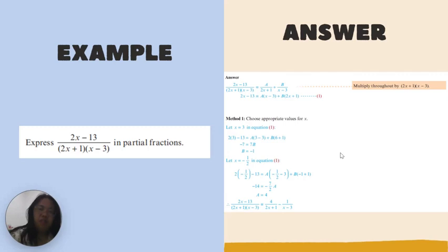Then we just put the x we got into the equation and solve it like normal substitution, and we can get the values of A and B as you can see here. Then just put the values of A and B into the partial fractions from the first step. Then we are done. Easy, right?